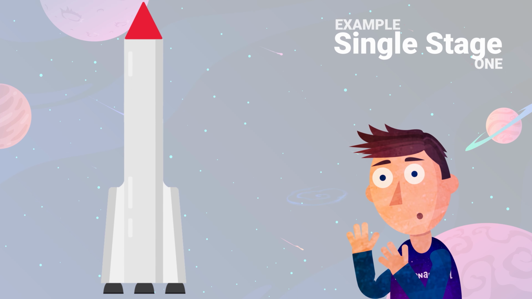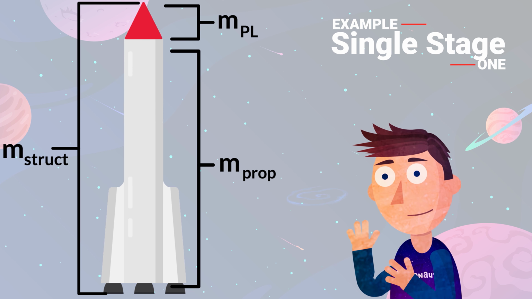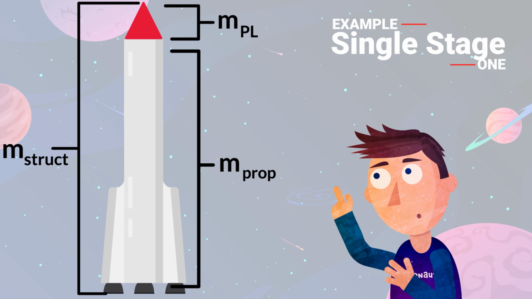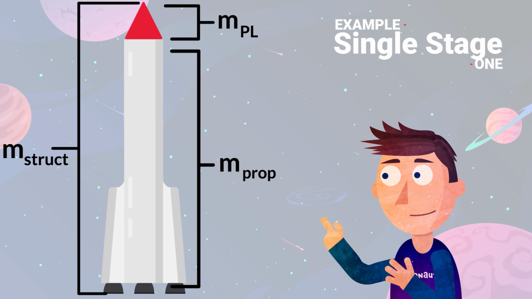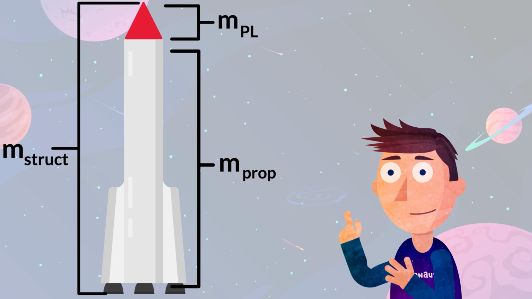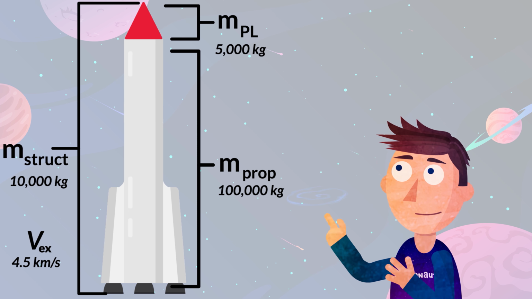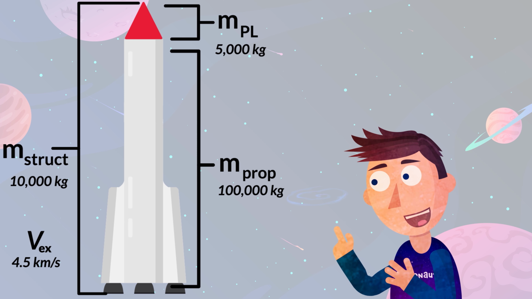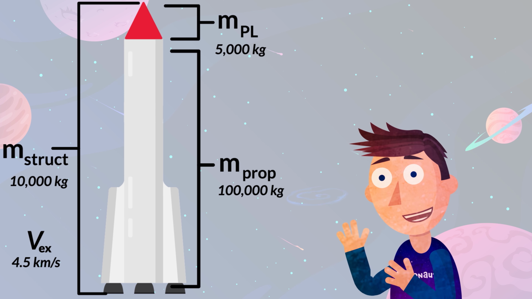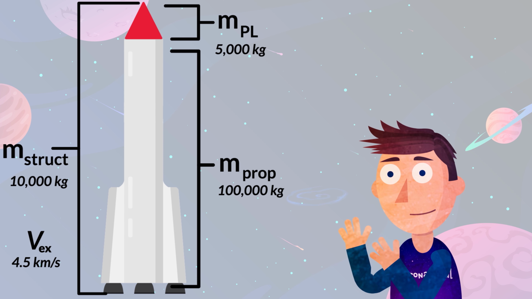Let's start off with a standard single-stage rocket. Here's a breakdown of the different masses, which starts with the mass of the payload on top, mass of the overall structure, and the all-important mass of propellant. Now let's give each of these a value, with 5,000 kilograms for our payload, 10,000 for structure, and 100,000 kilograms for the propellant. Let's also assume that exhaust velocity is 4.5 kilometers per second, or 4,500 meters per second.